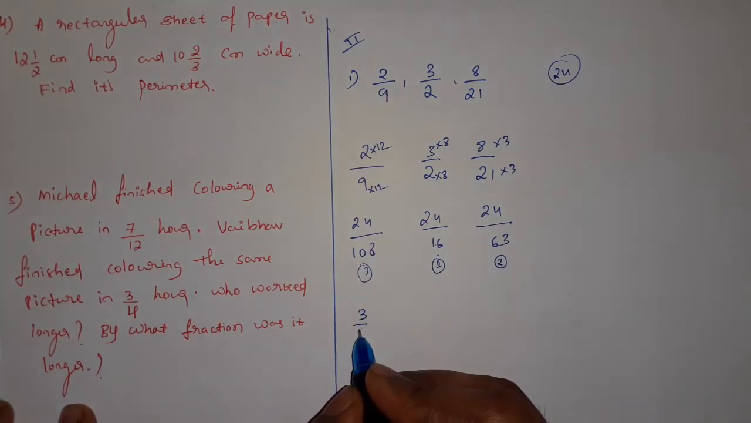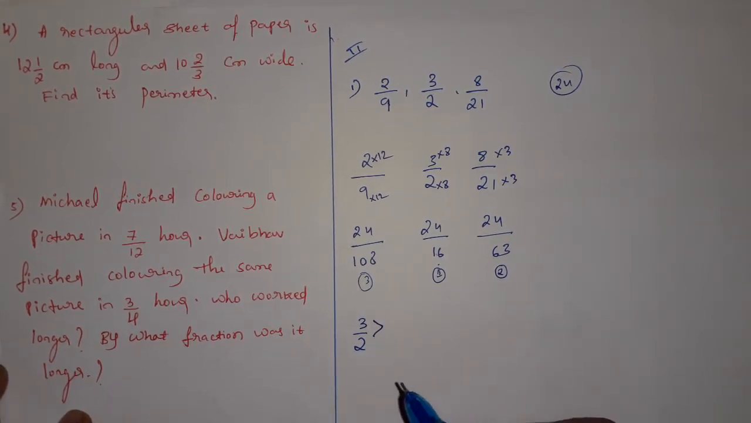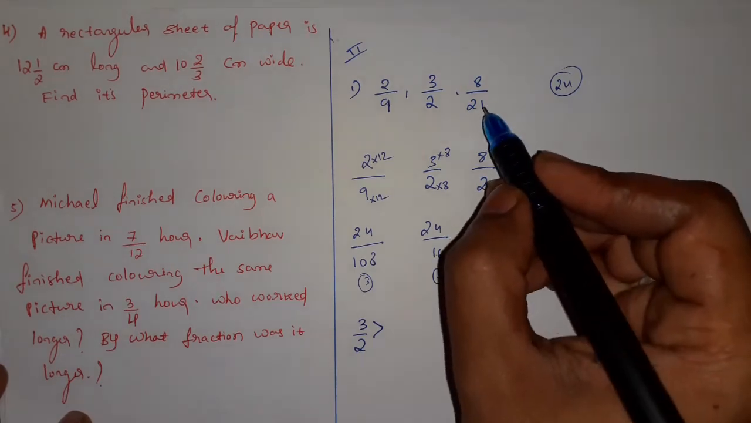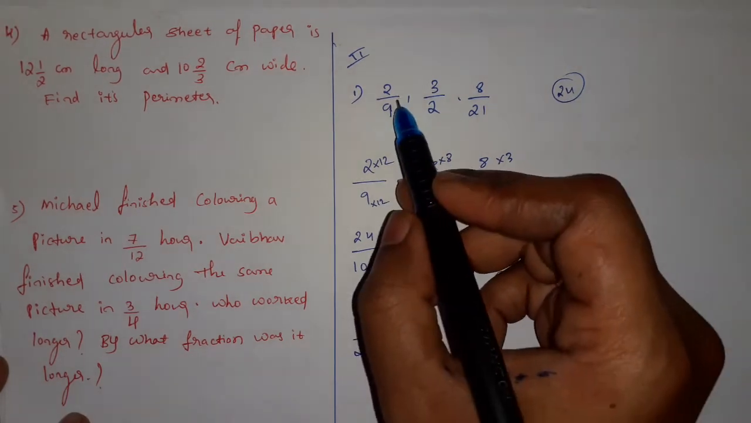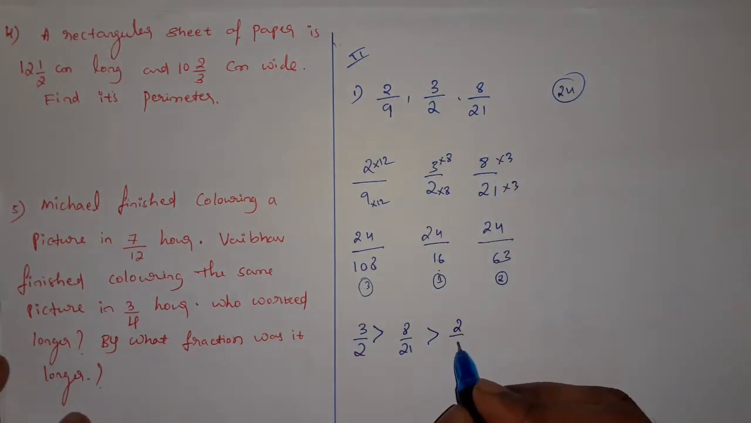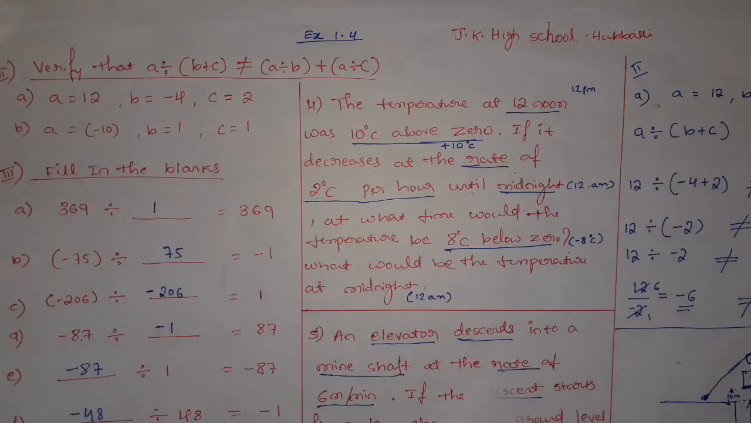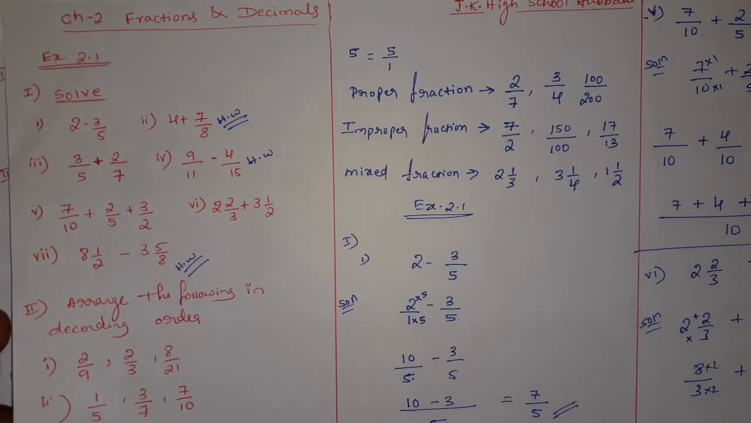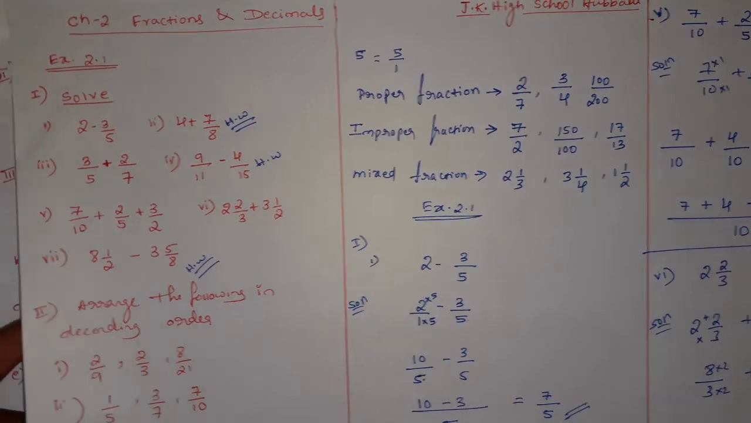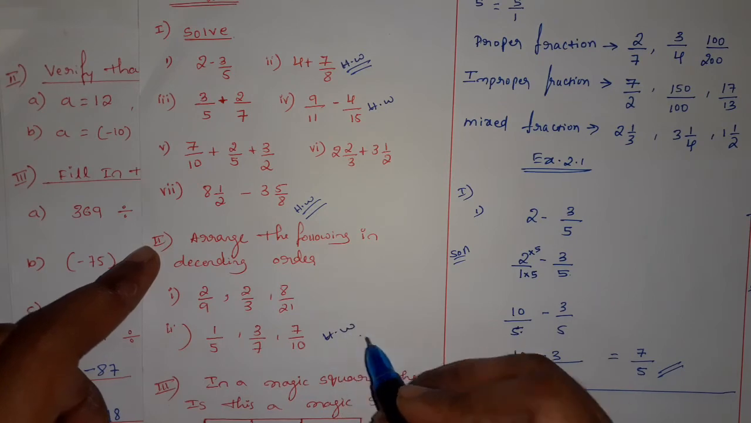3 by 2 is the largest. Decreasing order, descending order, I have to write. The next comes 8 by 21. Then the last, the very smallest one, is 2 by 9. Okay, similarly you can try the second one, or if you want, I will try that one also. 5, 7, and you try this at home. Take this as homework.